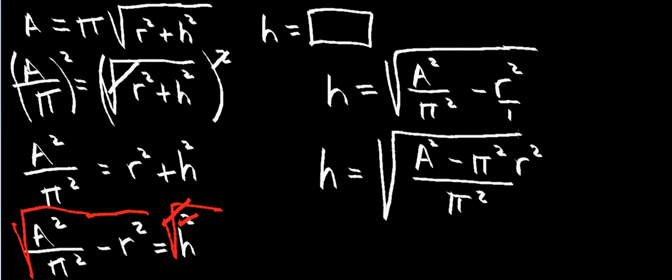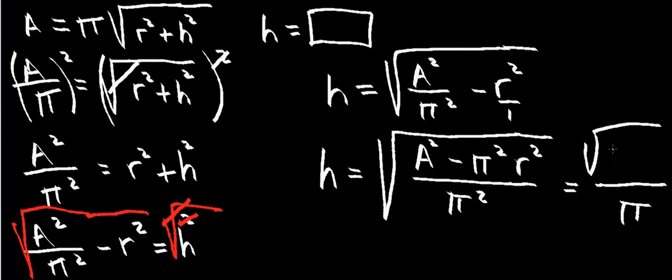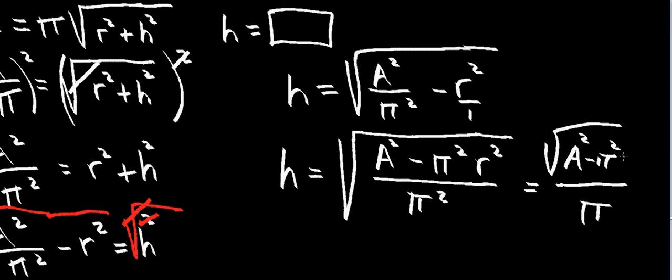Pi squared divided by this 1 here is pi squared times r squared. And now that we have this term dividing here, that can come out of the square root as pi, and we get the square root of a squared minus pi squared times r squared. And this is our formula with h being the subject of the equation.